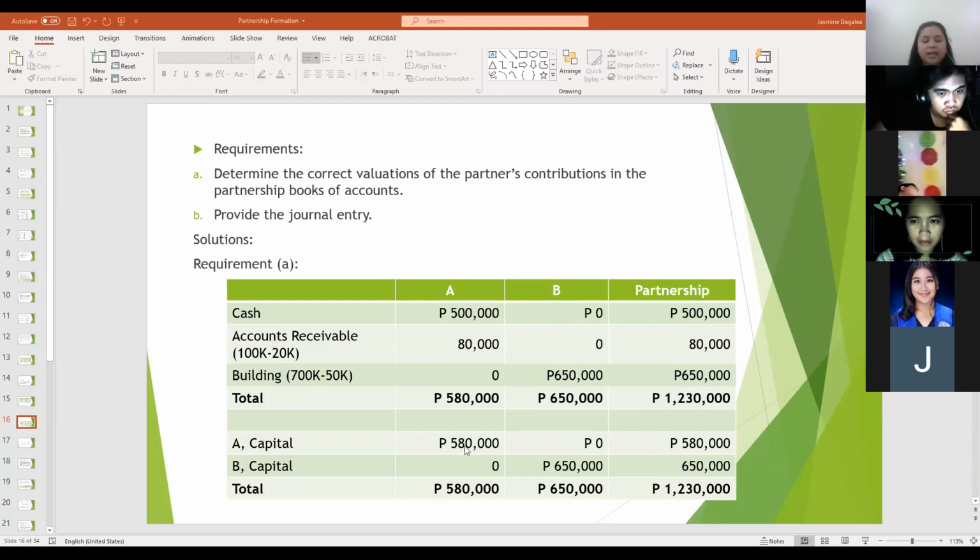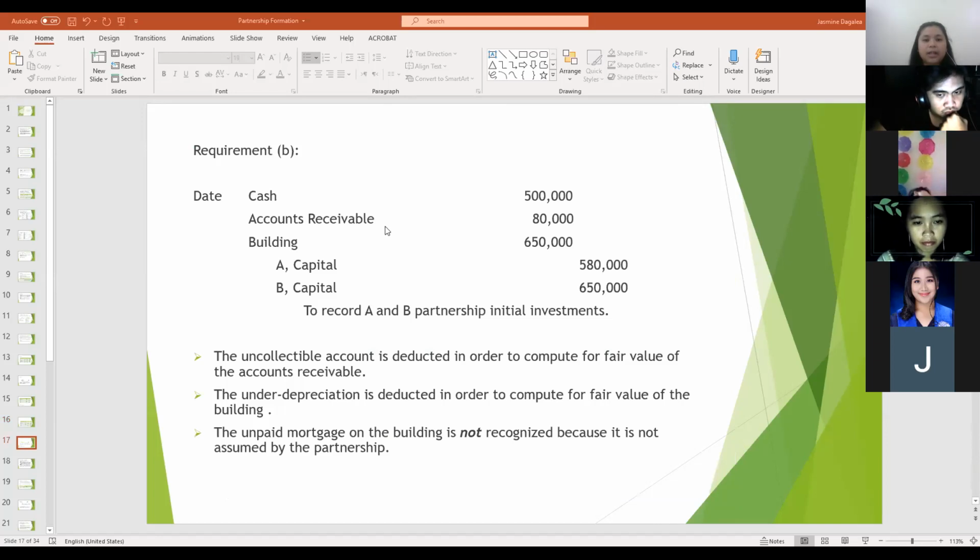For partner A, 580,000. For partner B, 650,000. So your journal entry will be debit cash, 500,000. Credit accounts receivable, 80,000. Debit accounts receivable, 80,000. Debit building, 650,000. Credit A capital, 580,000.